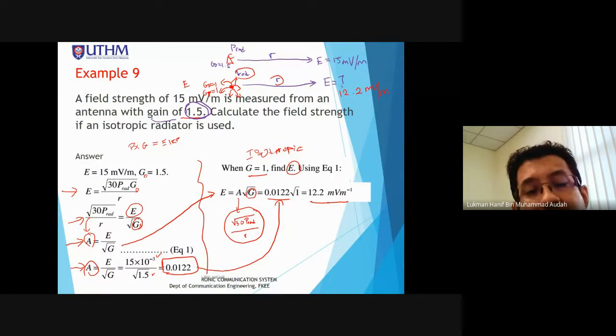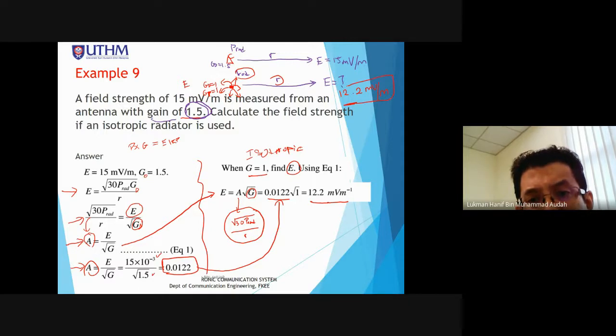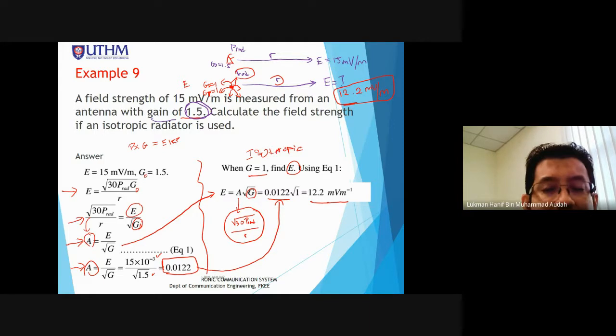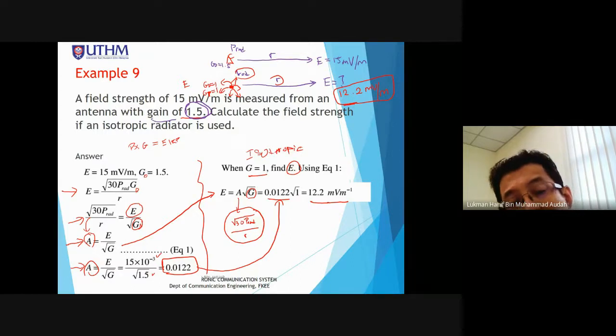Antena sebenar ini mempunyai gain, directivity gain sebanyak 1.5, which is higher than the gain of the isotropic antenna. So itu sebabnya E field untuk isotropic radiator adalah lebih kecil berbanding dengan E field produced by the real antenna. So because this is due to the difference of gain. Okay, perbezaan dari segi gain. Okay, so ada soalan tak nak tanya berkenaan dengan example 9? Example 9 ini dia cuma tukar sahaja antena tersebut, dengan menganggap bahawa P radiation sama dan juga distance-nya adalah sama.